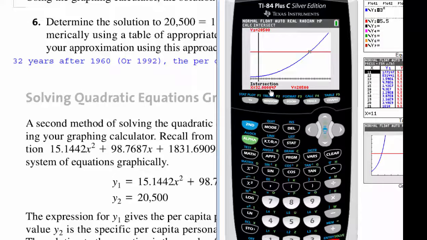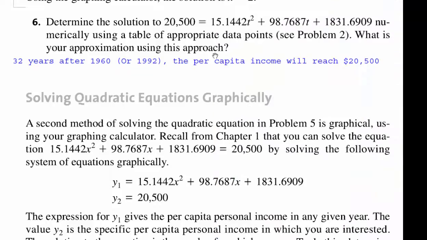Now, some people might say, oh, what about this 47? Well, if we were to round 32.000047, we'd get 32. So that's close enough to 32 to suffice. So we've just solved this problem graphically. We used the table method to come up with 32 originally, and then we graphed both sides of my equation, the left side and the right side, and we found the intersection to also be 32.